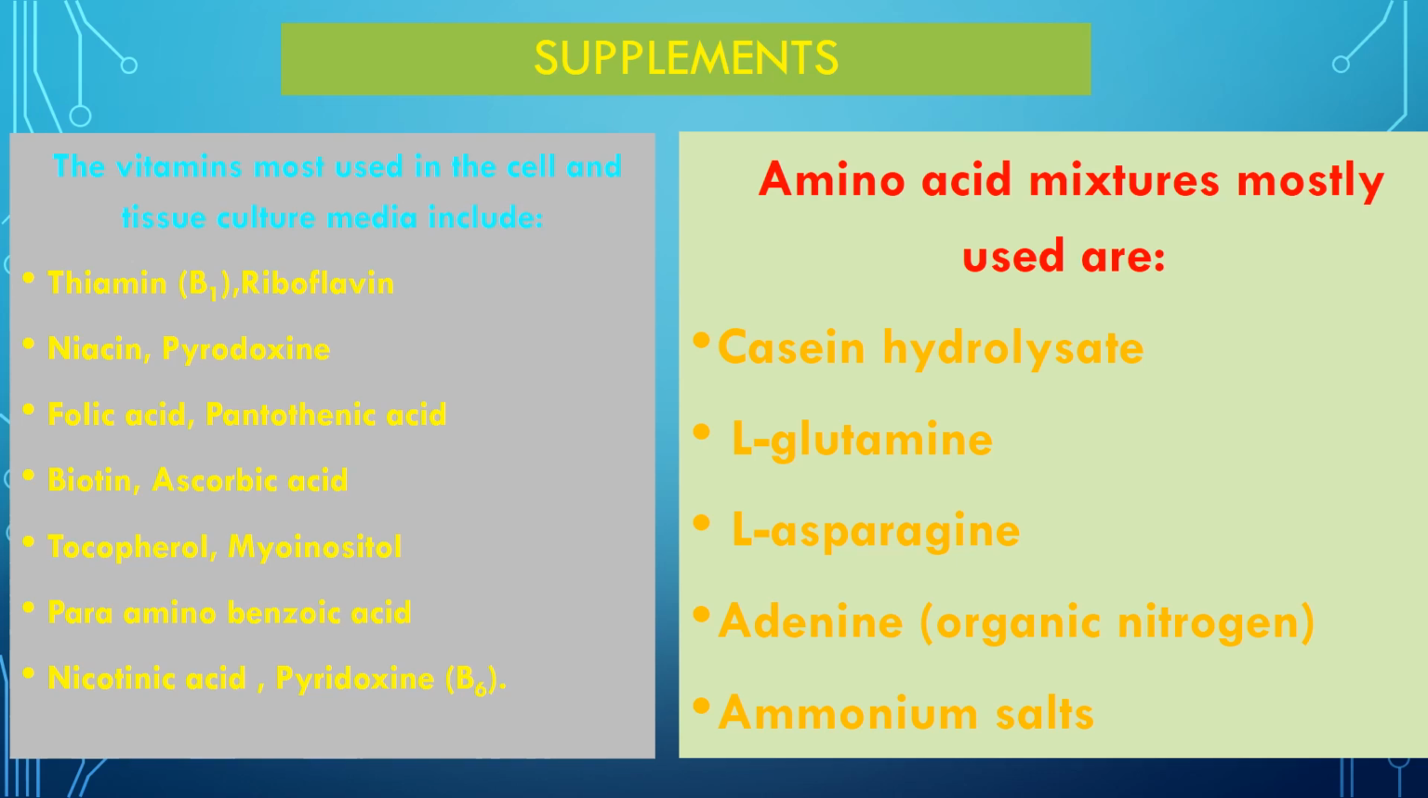Nitrogen source in the media is sometimes provided in amino acid form. Though ammonium salts are most commonly used, it is sometimes observed that nitrogen is more readily available from amino acids than from the ammonium salt. Again, this differs with the type of cultures and the plant species involved. The commonly used amino acids are casein hydrolysate, L-glutamine, L-asparagine, adenine and ammonium salts.